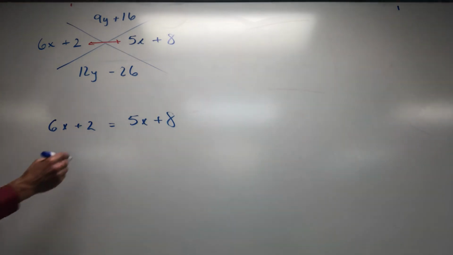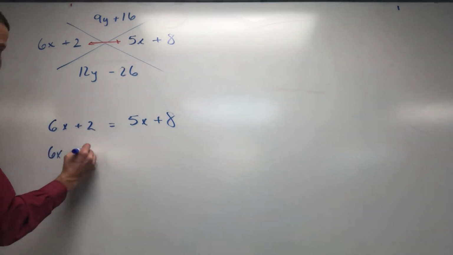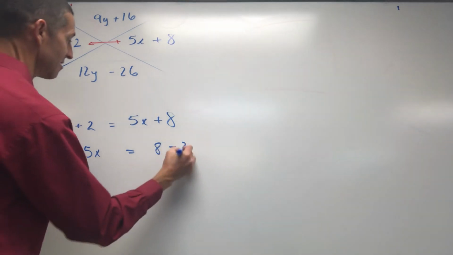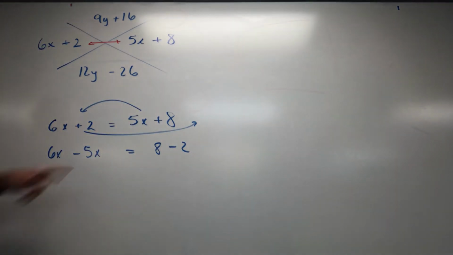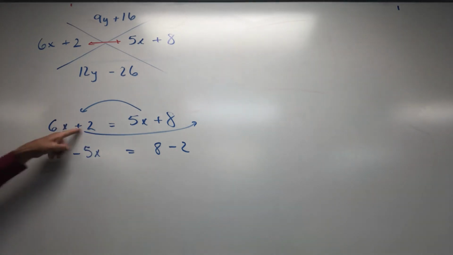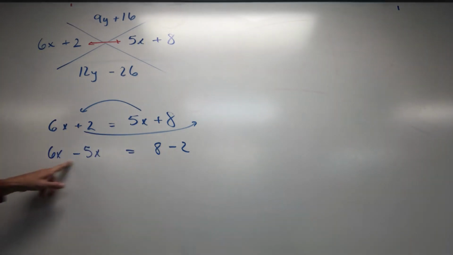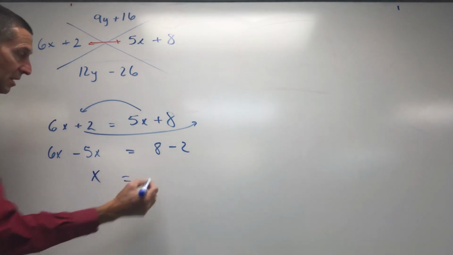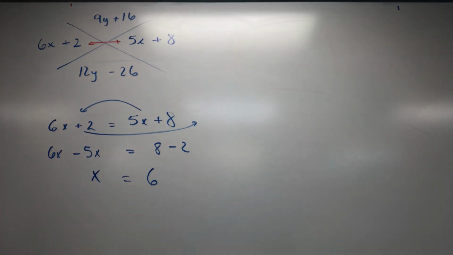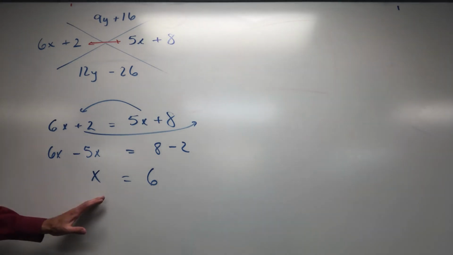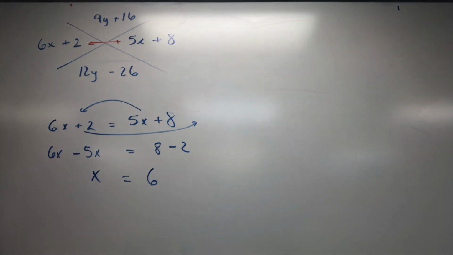Let's do a little bit of algebra. So the 5x is coming this way, the 2 is coming that way. Positive becomes negative, positive becomes negative. It looks like we got 6x minus 5x, that's just x. 8 minus 2, that's just going to be 6. That didn't take long. Got our first answer, x equals 6. Let's run another one over here.